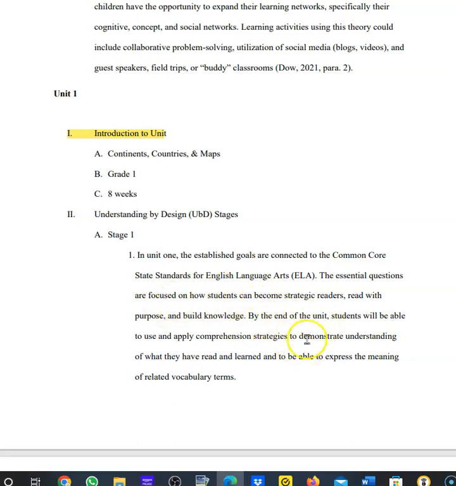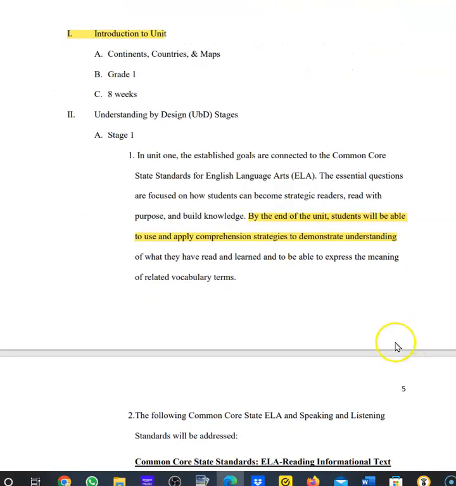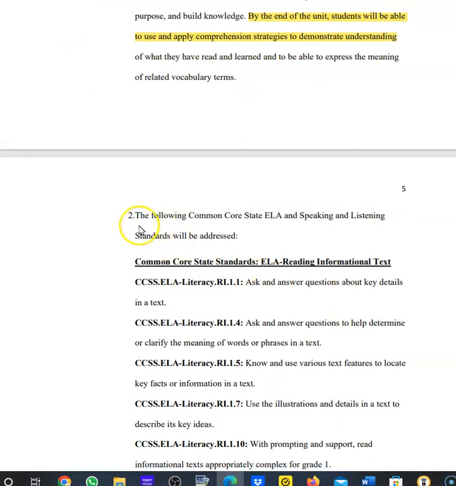Now notice, this is a narrative. I do not want a list of the essential questions. This is an overview of the essential questions. But this is the most important sentence. By the end of the unit, students will be able to. This is the sentence that I expect you to have in there. By the end of the unit. And then tell what you expect the students to have learned by the end of the unit. And this should be reflected in the standards that you select. And that's what you do in number 2.